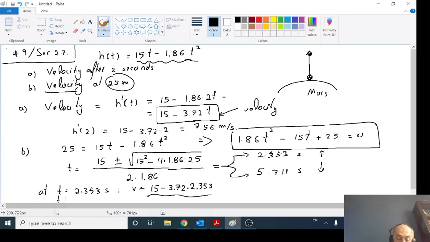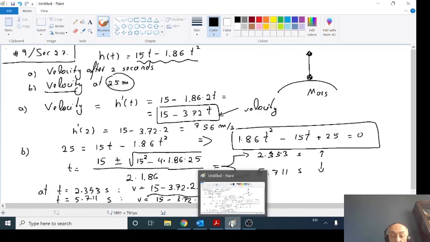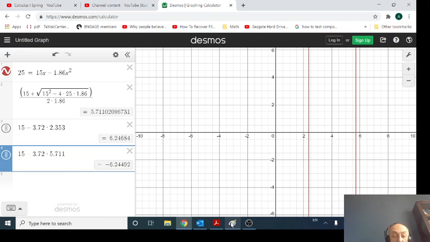And for the other one, when the time is 5.711 seconds, velocity is 15 minus 3.72 times 5.711, and these numbers over here are 6.246 and 6.244, approximately the same, just with negative numbers. So what happens there, folks, when the rock goes up and when it comes down, it will end up coming with the same velocity through the same point of the same altitude, and one of them will be positive, the other one will be negative.